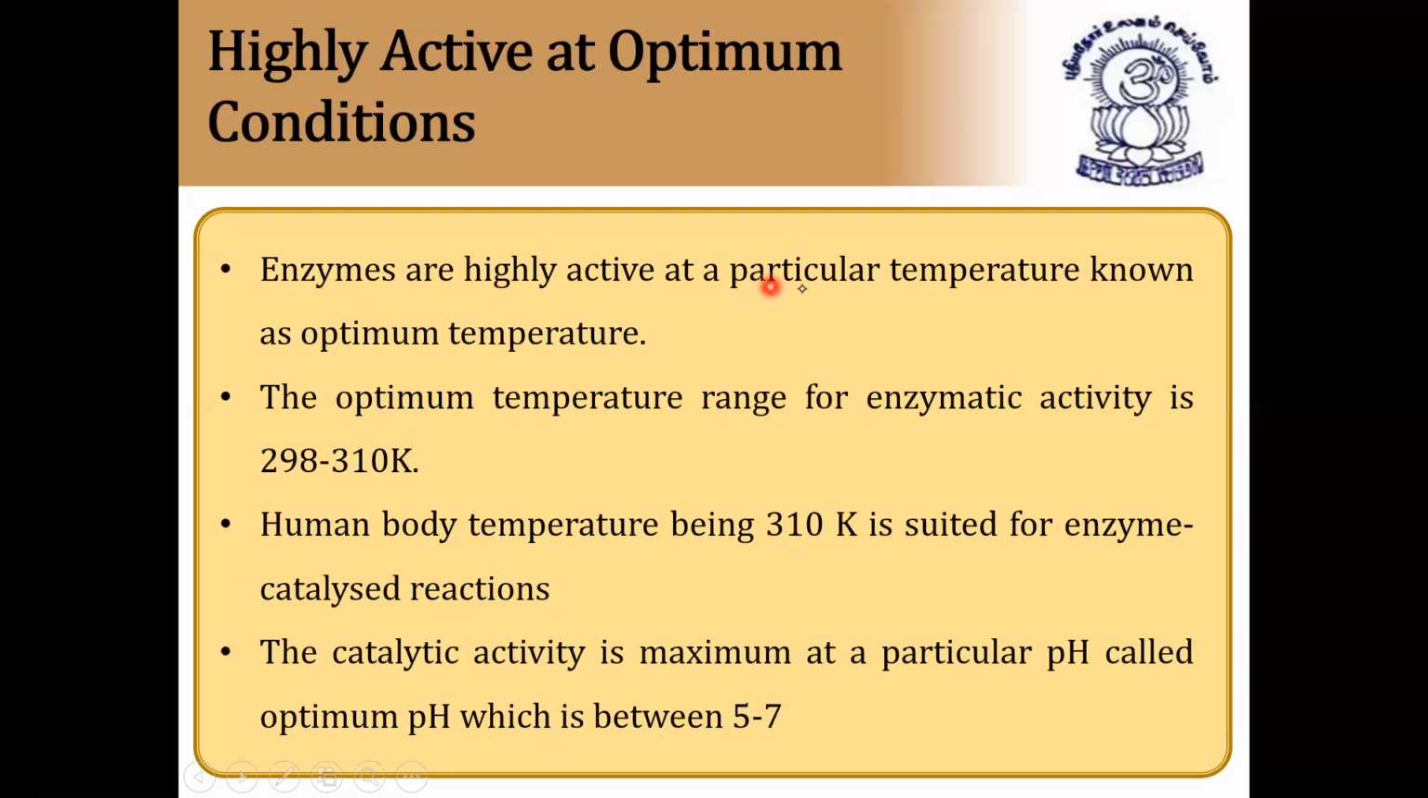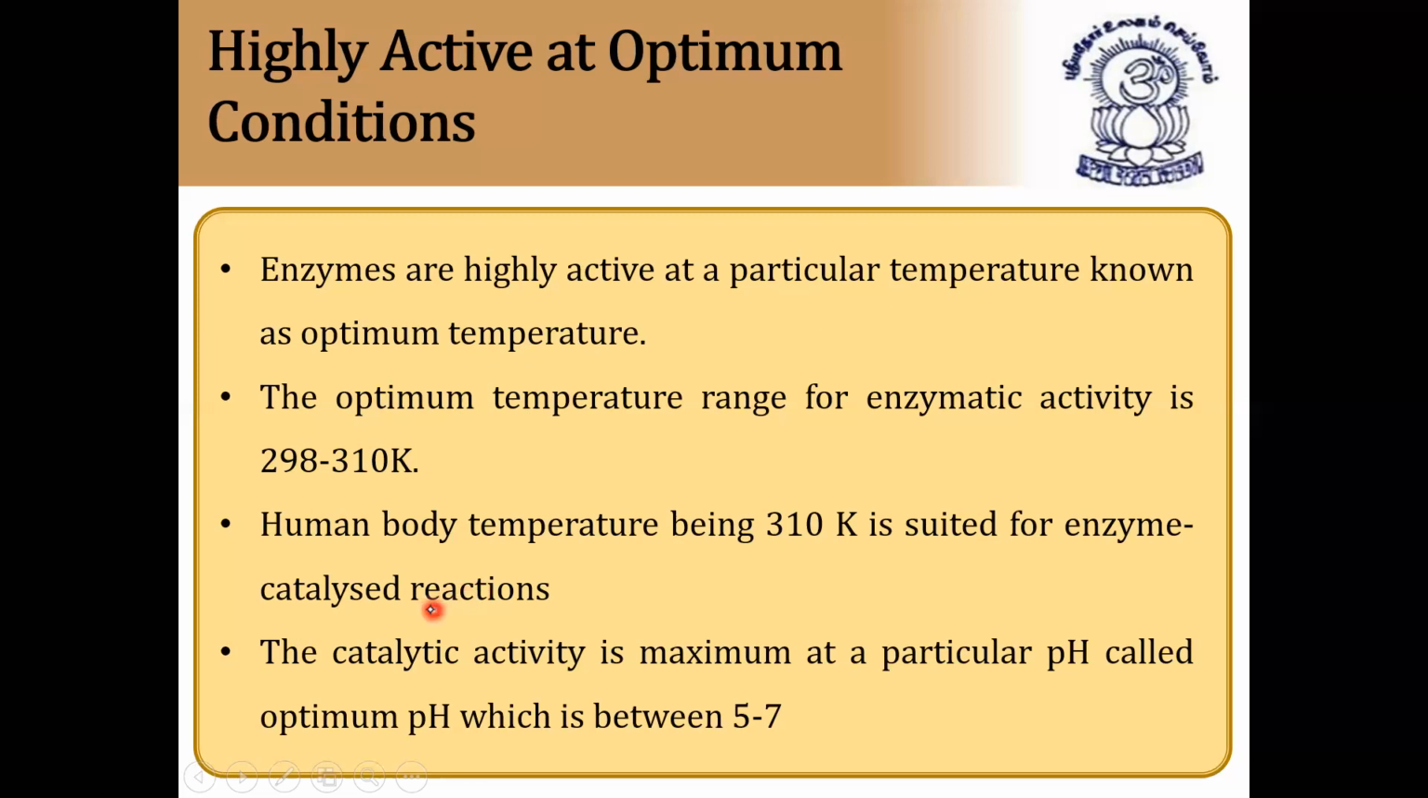Enzymes are highly active at a particular temperature known as optimum temperature. As I told you, the optimum temperature range for enzymatic activity is room temperature, that is 25 degrees to 35 degrees, that is 298 kelvins to 310 kelvins. So it is almost exactly room temperature. Exactly room temperature is 25 degrees C, and at slightly more than room temperature, the enzyme activity is more. Human body temperature, 310 kelvins, is suited for enzyme catalyzed reactions.